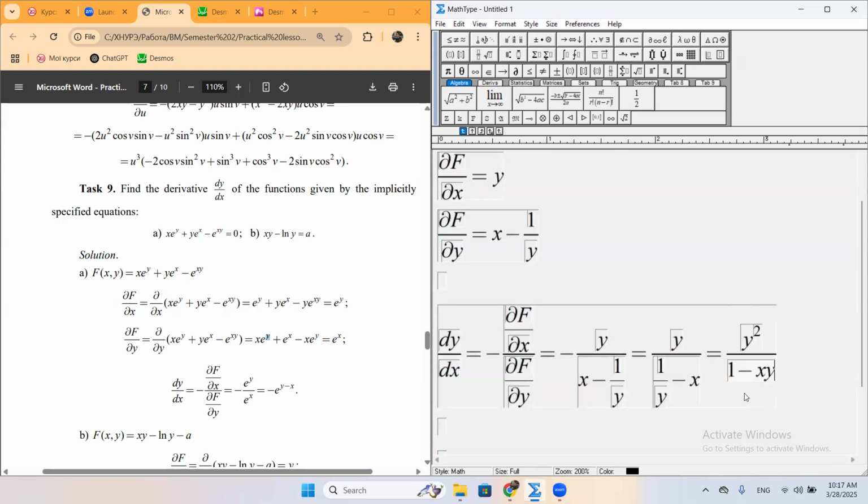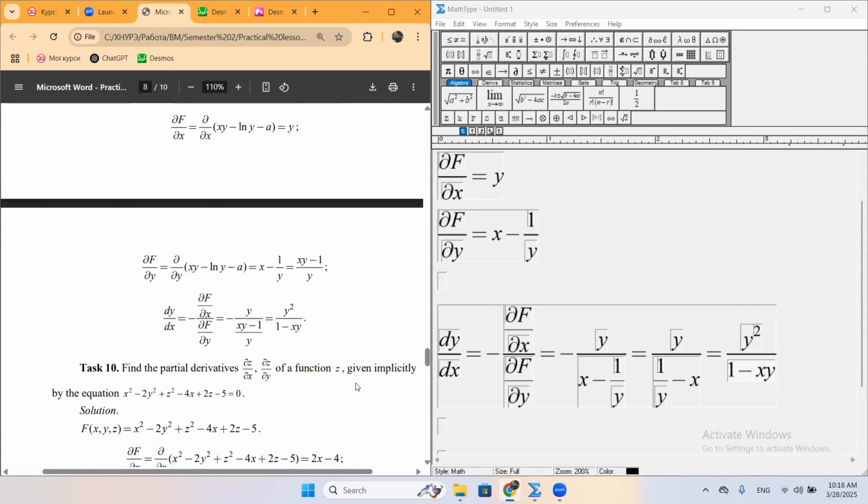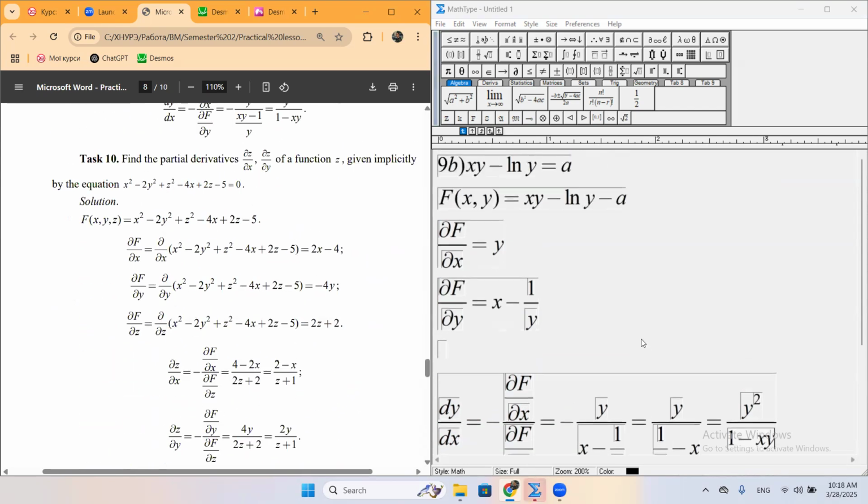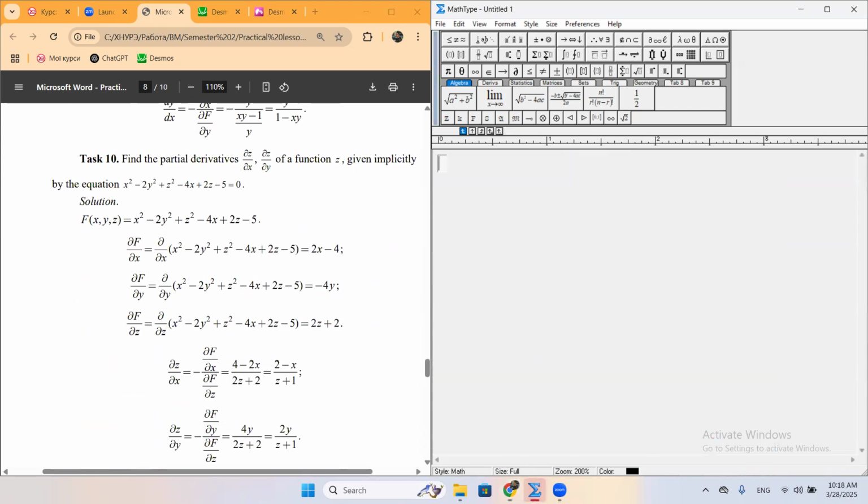And this is the final answer. Any questions about this exercise? Okay, no questions. So let's do one more exercise, task number 10, and then we will have a break. So let's do the logical point. Let's complete it.